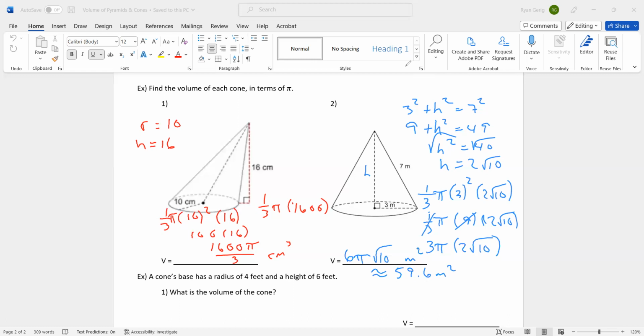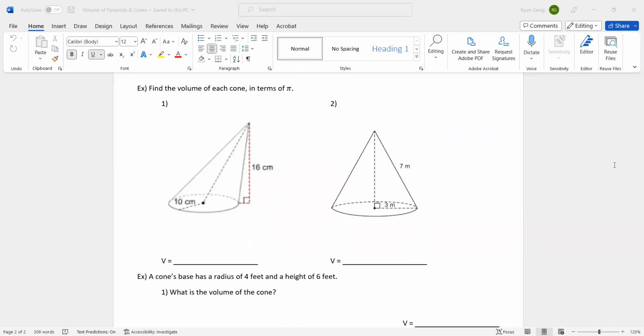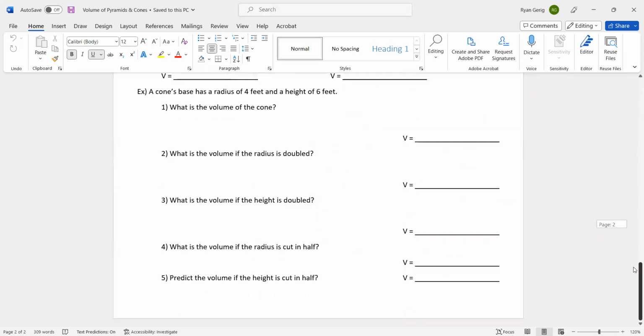All right, this last part is just showing you the effect of a change. So yeah, I'll do the first one. I gave you everything you needed. What is the volume of the cone with a radius of 4 feet and a height of 6 feet? So a cone would be 1/3 pi, radius would be 4 squared, and the height was 6. So 1/3 pi times 16 times 6. So 16 times 6 divided by 3, 32 pi.